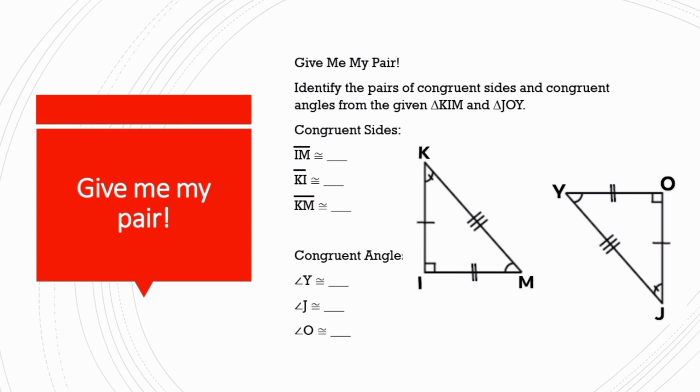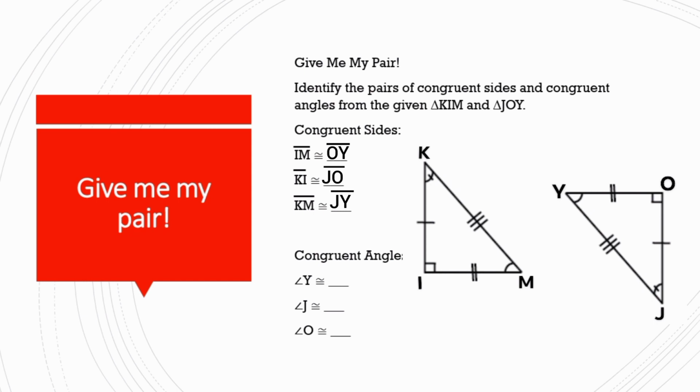Identify the pairs of congruent sides and congruent angles from the given triangle KIM and triangle JOY. Let's first identify the congruent sides. Line segment IM is congruent to line segment OY. Line segment KI is congruent to line segment JO. And line segment KM is congruent to line segment JY.